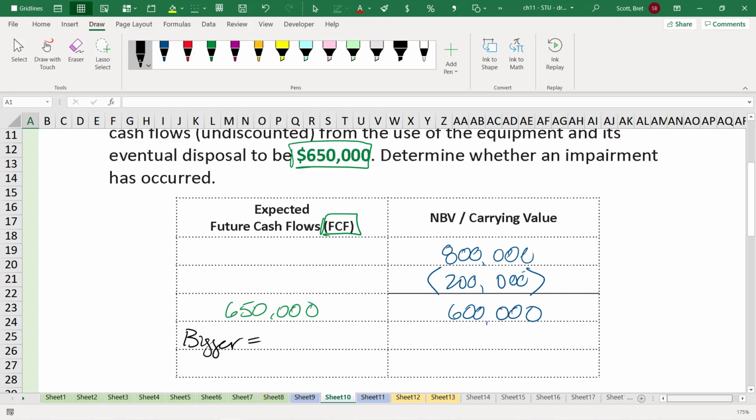So, no impairment. Yay. That's good news. We don't have to write down the asset. It's still going to provide us value, and that's what we would hope for. If we paid $800,000 for this thing, and it's currently going to provide us $600,000 more in value, we would hope that it's at least going to help derive that much value for us.